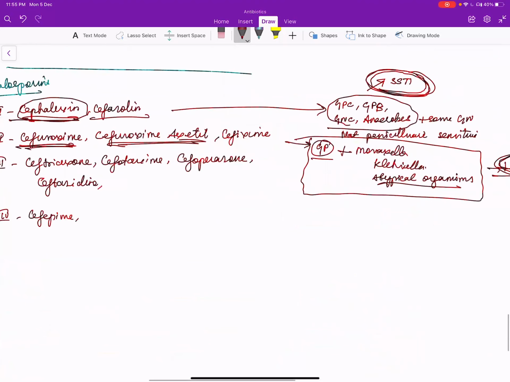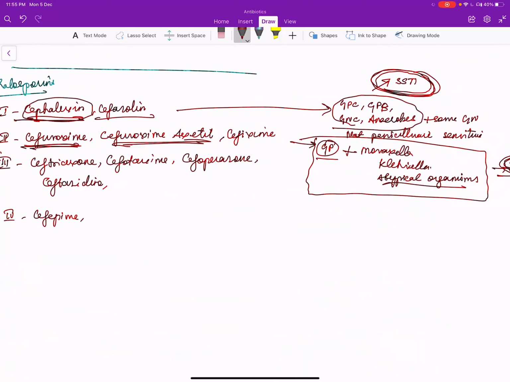First generation is not penicillinase sensitive. Clearly understand that. What I meant was it is not destroyed by penicillinase. So it is useful in skin and soft tissue. It is not destroyed by penicillinase produced by organisms, so it has more action against Staph aureus.